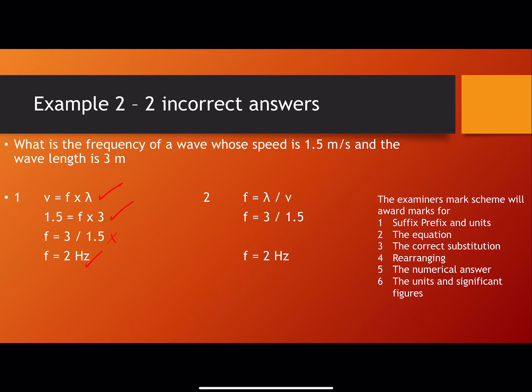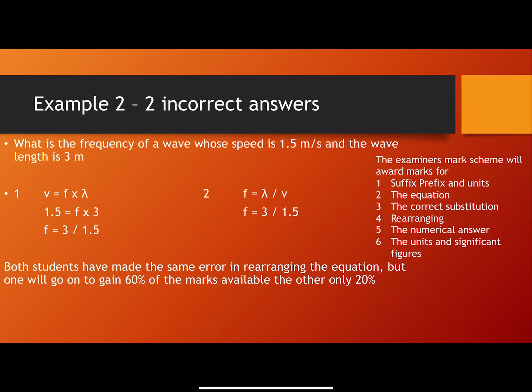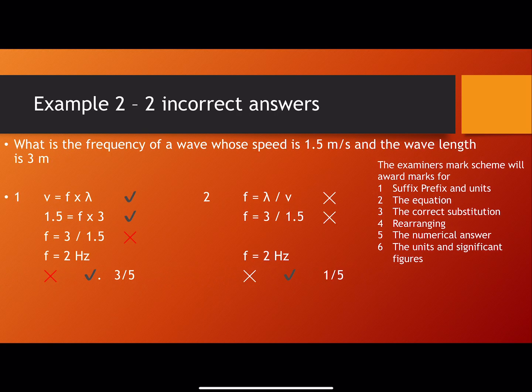Let's have a look at the other person. Well, they've written down the equation incorrectly. So they can't get the mark for the substitution either, but they could possibly get a mark, if there is one available, for the correct units for frequency. So the two people have made exactly the same error, which is that rearranging error. But look how many marks the first person's got in comparison to the second person. Both students made the same error in rearranging the equation, but one is going to gain 60% of the marks, the other only 20%.